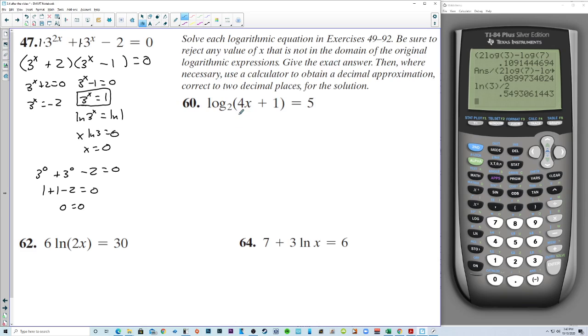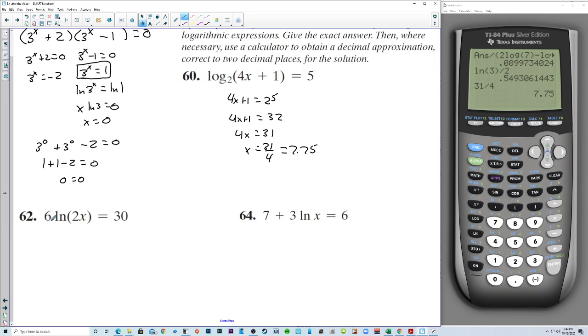Well, the very first step on this one is going from a log equation to an exponential equation. And remember, logs always equal the exponent. So 4x plus 1 is equal to 2 to the 5th. 2 to the 5th is this right here. So 4x plus 1 is equal to 32. 4x is equal to 31. X is equal to 31 over 4. And 31 divided by 4, there's your decimal answer, 7.75.